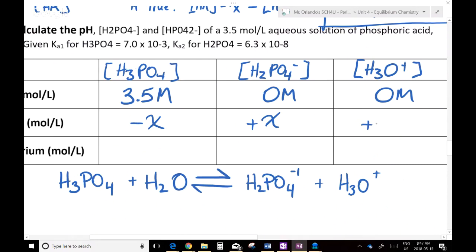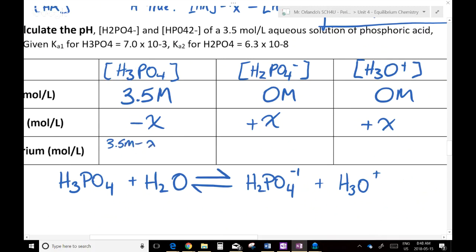It'll go up by X. Does that make sense? Now, here's where we can go to the side. Normally, I would have to say what here? The final concentration of this will be 3.5 molar minus X, right?